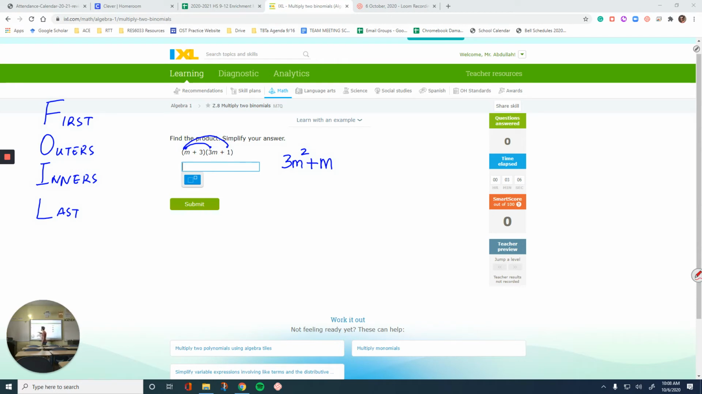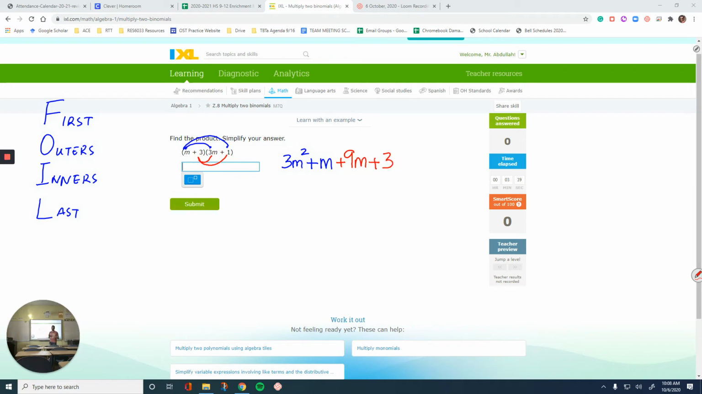Next, multiply the inners, the ones on the inside. 3 and 3m should be multiplied together. Neither one of these has a negative sign in front of them, so 3 times 3 is 9, and since they don't have negatives, it is positive. Now multiply the last terms. The last term of the first parentheses is 3 and the other one is 1. So 3 times 1, they both are positive, equals positive 3.